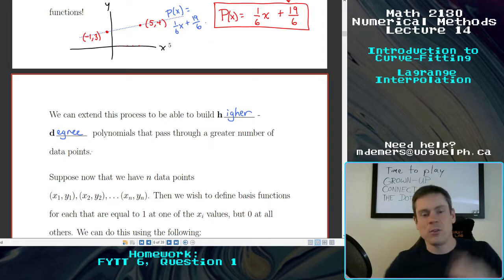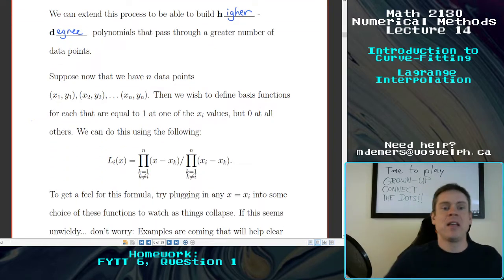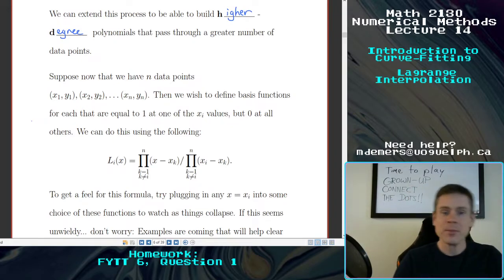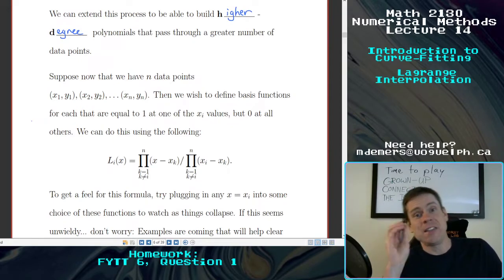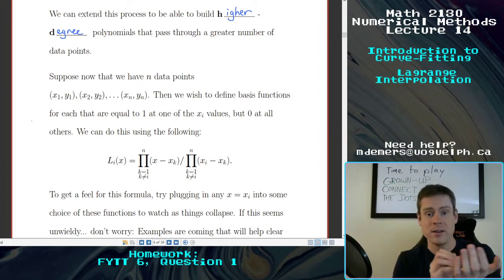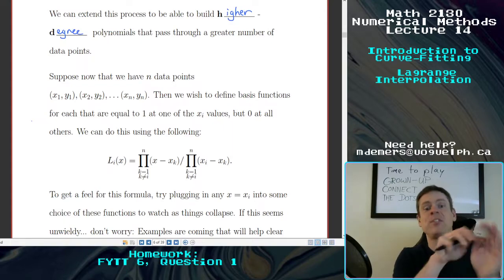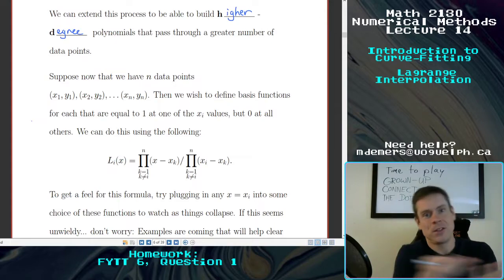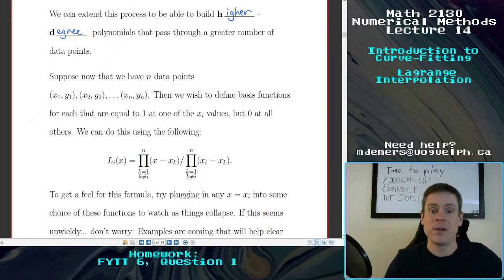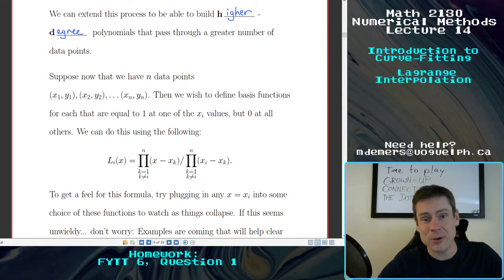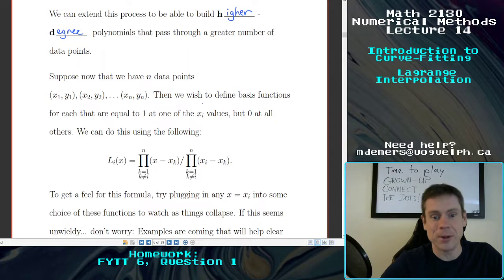So we have, this time, n data points, x1, y1, x2, y2, all the way through xn, yn. What we want to do, in the same sort of way as before, is define basis functions that are equal to 1 at one of those xi values, but 0 at all of the others. And then we can build the right combination to fit all of them, like we did before. We can actually do this using the following. This is really, really scary notation. I don't want you to freak out about it too much, but this is product notation.